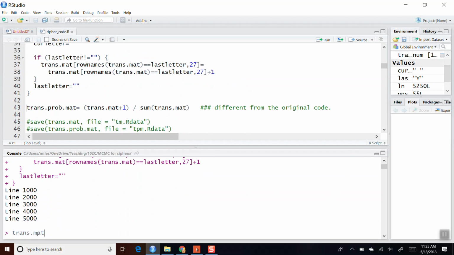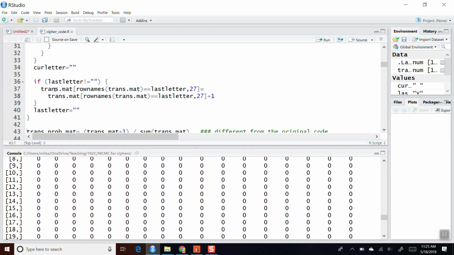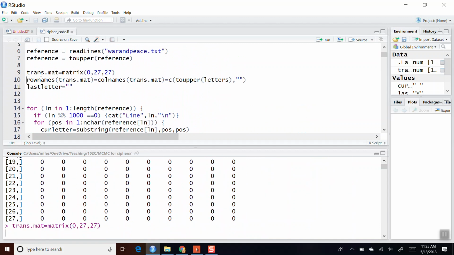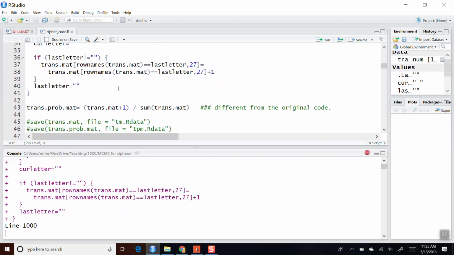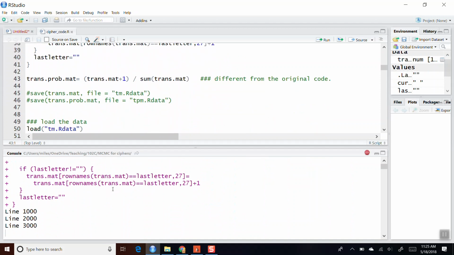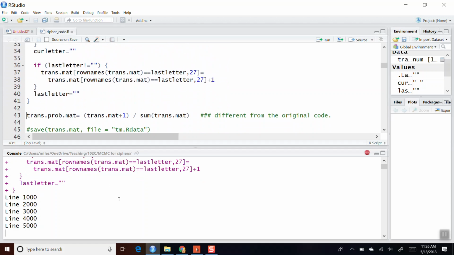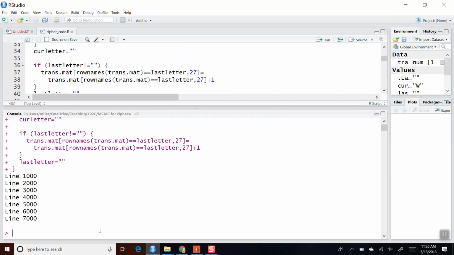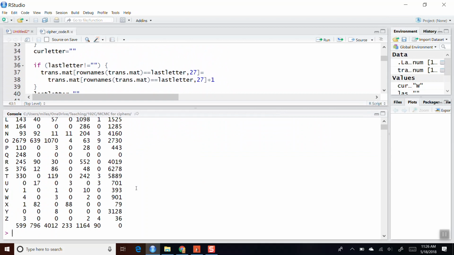My transition matrix, shoot, did I do this wrong? Okay, I think. All right, so there we go.